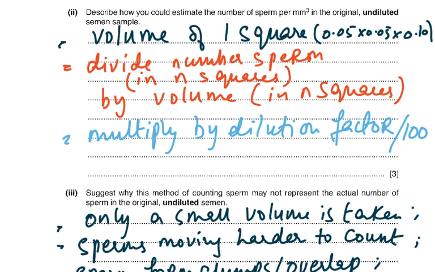Then part 2 of the question says describe how you could estimate the number of sperm per millimeter cube in the original undiluted semen sample. So take the number of sperms in n squares, divide by the volume of n squares, and then multiply by the dilution factor, which is 100.